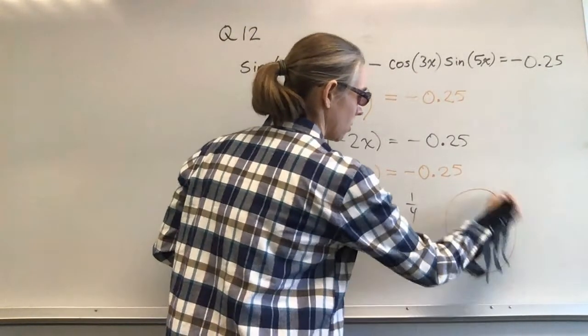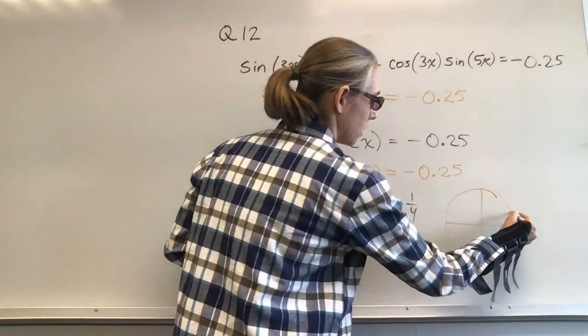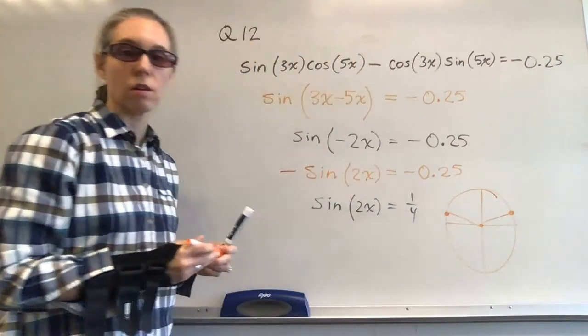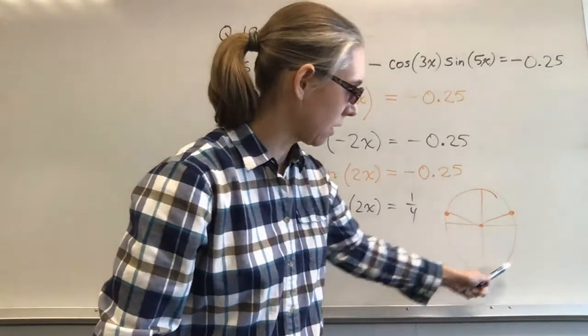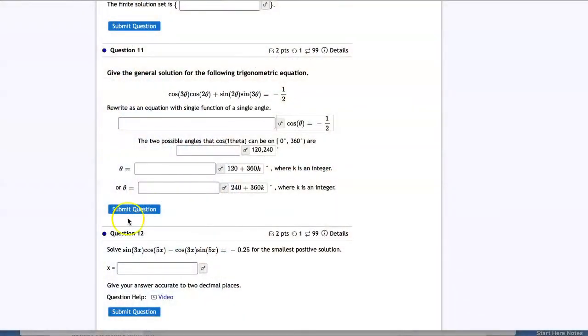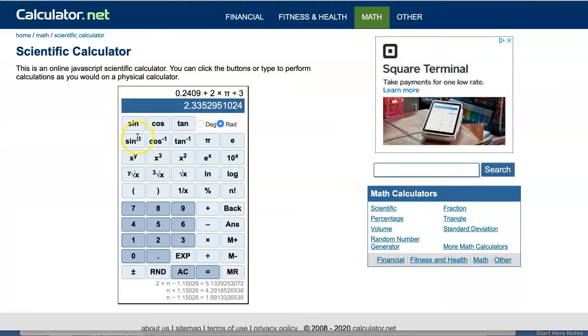So on the unit circle, I've got 2 values here. The calculator is only going to give me the one that's in the first quadrant, because of the sine inverse. So I go back to the scientific calculator, and I want to do the sine inverse of 1/4. And I end up with 0.25268.